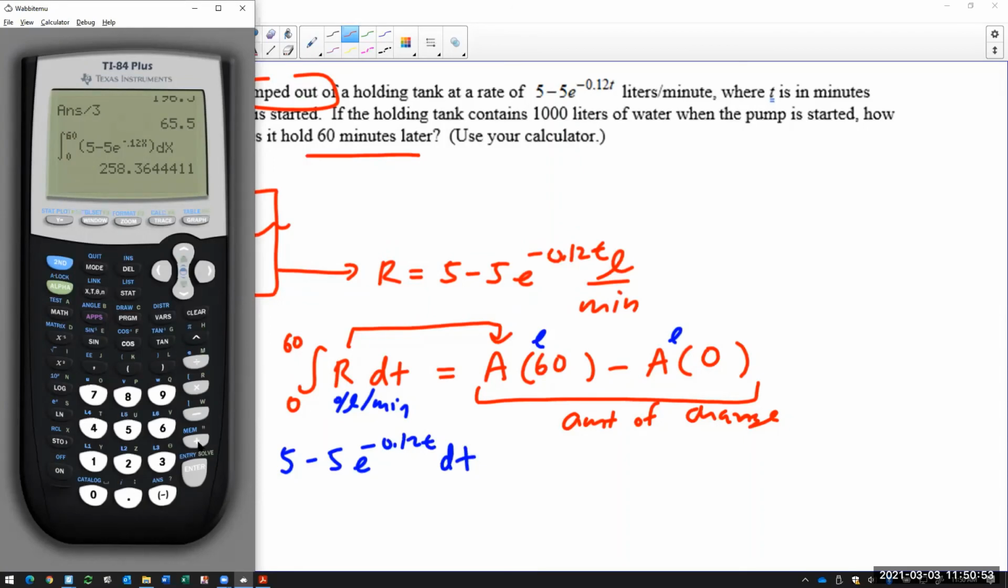Okay, well, that's a little confusing, I think. I think the answer should be subtracted, right? Because I subtracted, right? So it should actually be 1,000 minus 258.3644. I mean, this is the real answer. Sorry, my answer is wrong then. So take 1,000 minus this.